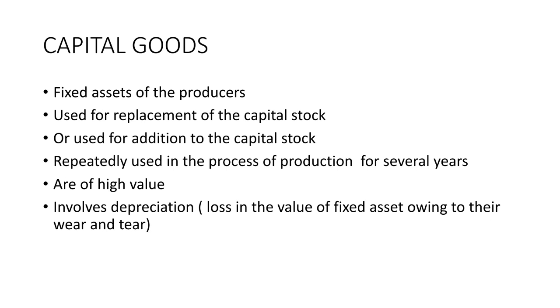These machines or these assets, which are termed as fixed assets, are repeatedly used in the process of production for several years and are of very high value. These two conditions are very, very important to be a producer good, to be a capital good. A producer good which is used repeatedly in the process of production for several years and is of high value is a capital good. Clear? The producer good which is not used repeatedly for several years or which is not of high value, that is not a capital good. These capital goods, being the fixed assets, involve depreciation also, because their value decreases with the passage of time due to their wear and tear.